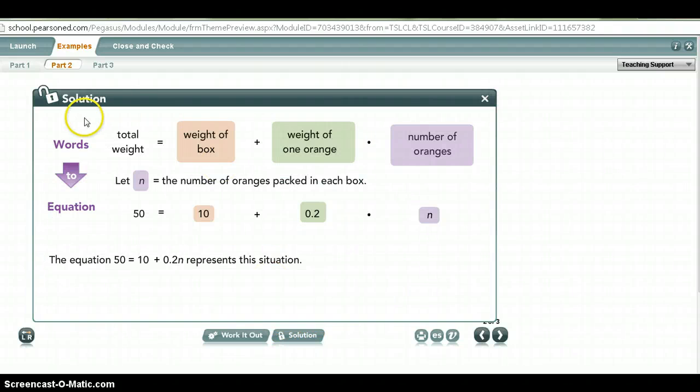Okay, thank you for coming back. So let's see, we have the total weight, and we happen to know that's 50. We know the weight of each box is 10. We know the weight of each orange is 2/10. We just need to find the number of oranges we could put in each box. We're going to let n represent the number of oranges. So if we look at this, we have 50 equals 10 plus the weight of each orange times the number of oranges that we're going to have. So this is our equation. And we can start to solve this, but at this point our goal is to learn how to write them.